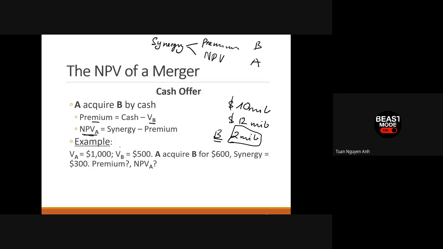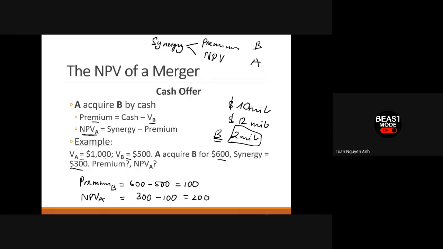Okay, so we can do this example. Value of A is 1000, value of B is 500, and A acquires B for 600. So you can see that here is a premium of 100 that goes to B. The premium equals 600 minus 500, equal to 100. And the synergy here is 300. So the NPV goes to A, and the premium goes to B. The NPV of A is equal to 300 minus 100.